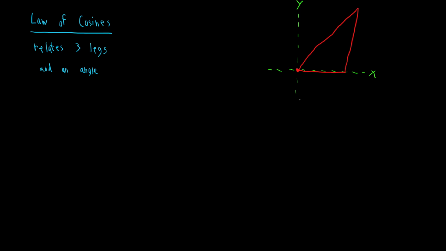Now, let's label our triangle. The leg along the x-axis will have length A. The leg that's tilted above the x-axis will have length B. The leg that completes the triangle will have length C. The point at the origin will be labeled big C. The point that ends line A will be labeled big B. The point that is at the top of the triangle will be labeled A. And finally, we have theta, which will be the angle at the vertex.